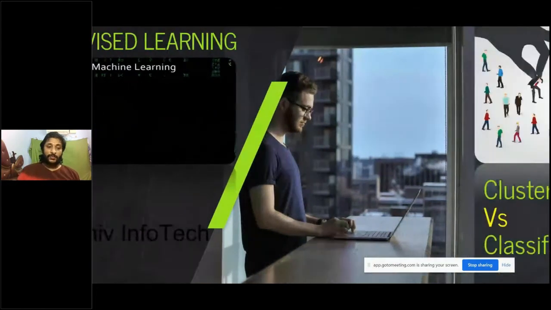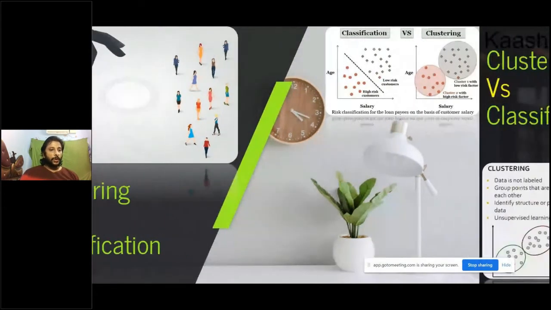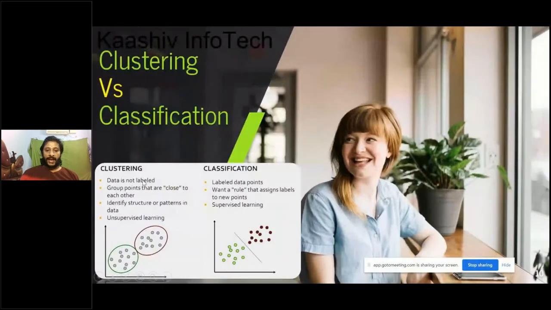Yes, I'm a bit confused between clustering and classification, sir. Unsupervised and supervised, sir. Over here, based on the input data, you are able to see the cluster is grouped up. Classification is segregation, but over here it is grouped up. That is the difference. Here, the data is not labeled. Over here you got clear data, it is labeled. Clustering groups points that are close to each other. Classification wants a rule that assigns labels to new points, so it needs some rules. That is why it is called supervised learning.